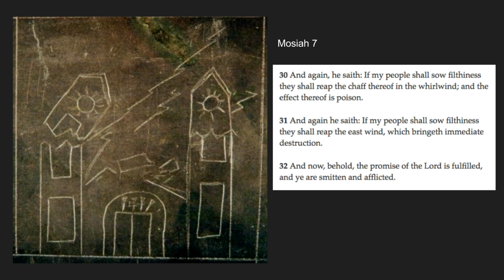And then King Limhi says, and now behold, the promise of the Lord is fulfilled, and ye are smitten and afflicted. So evidently the people, we know from the writings in the Book of Mormon, were smitten and afflicted from the Lamanites. However, we don't usually put much focus on the weather and the horrible effects that the weather had on them as a fulfillment to the prophecies given to them by Abinadi.